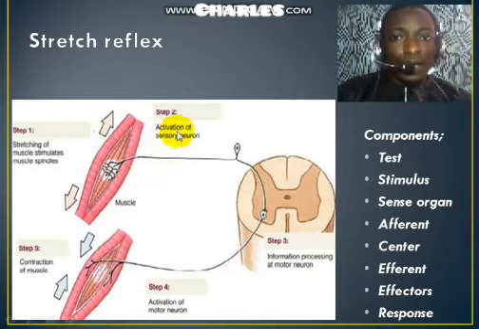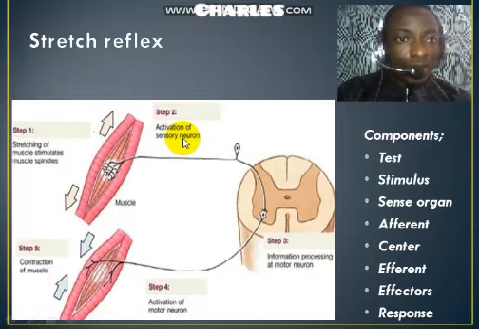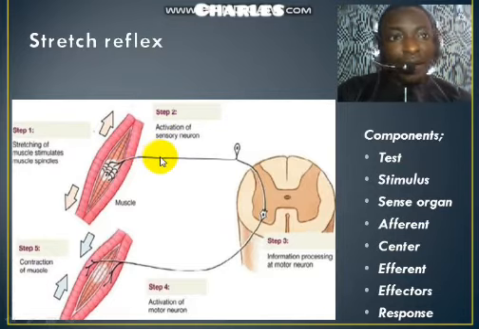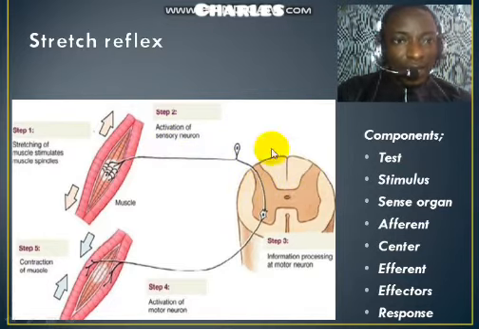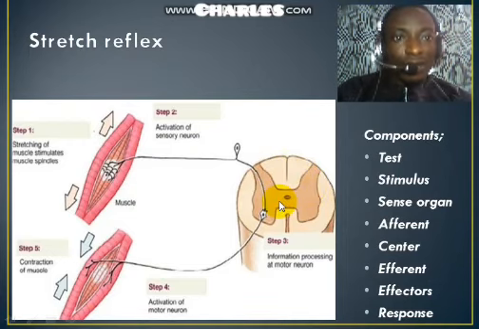This is step 2, showing activation of the sensory neuron. The sensory neuron here is the afferent neuron. That information is carried from the muscle spindle down to the integrating center. The integrating center here is the spinal cord, and information gets to the integrating center through the what? The afferent neuron. Good.